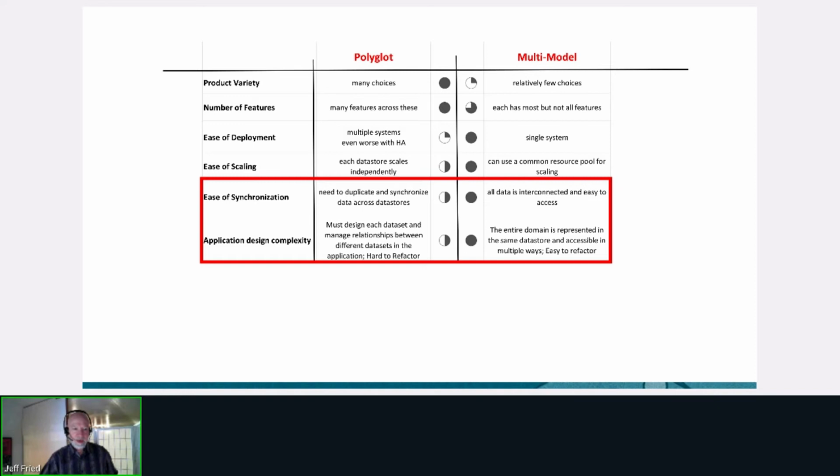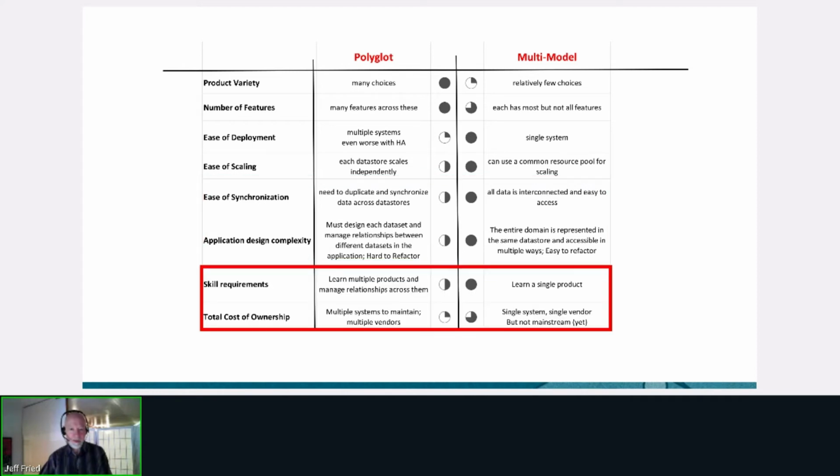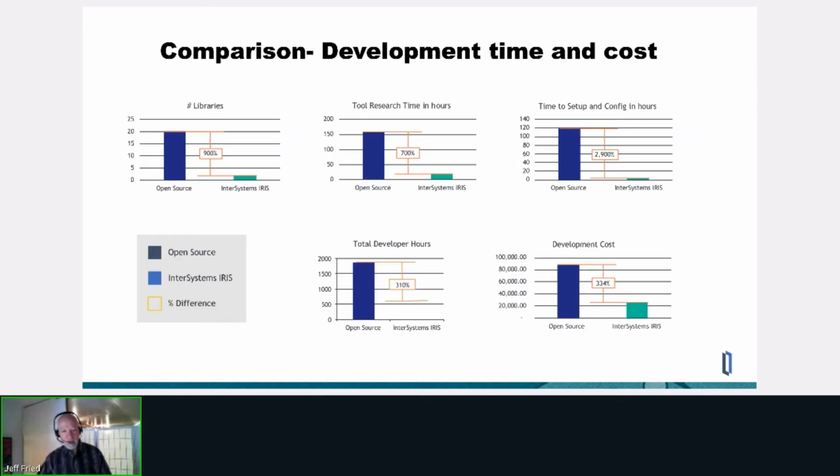And as architects, I find often this is a situation that you get into because developers have chosen whatever their favorite thing is, and then you need to reuse that data in a different application, and it's particularly hard. You also need to learn multiple products, be able to debug and support multiple different products, and then the total cost of ownership increases.